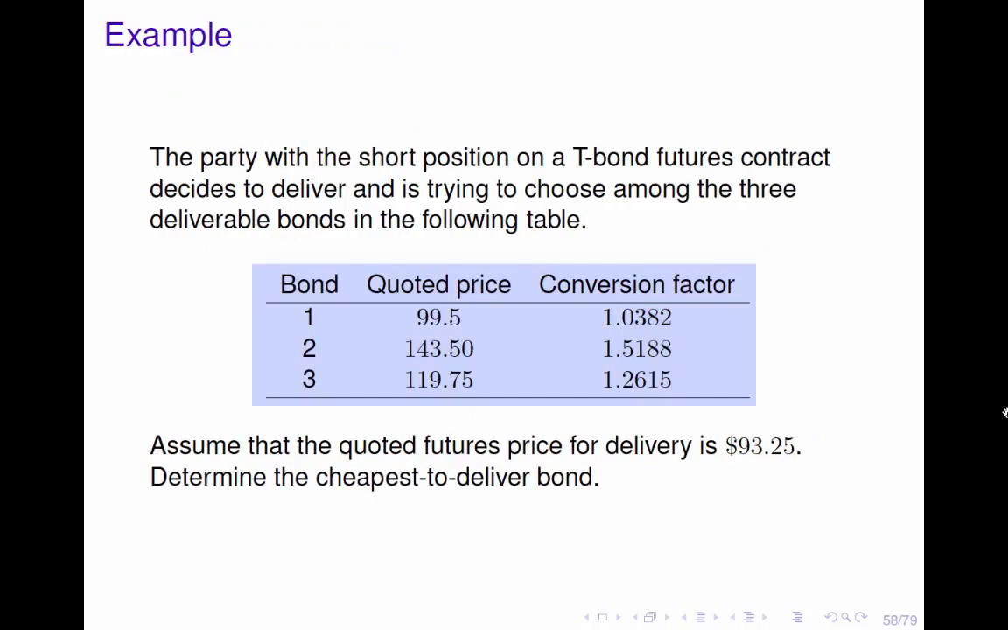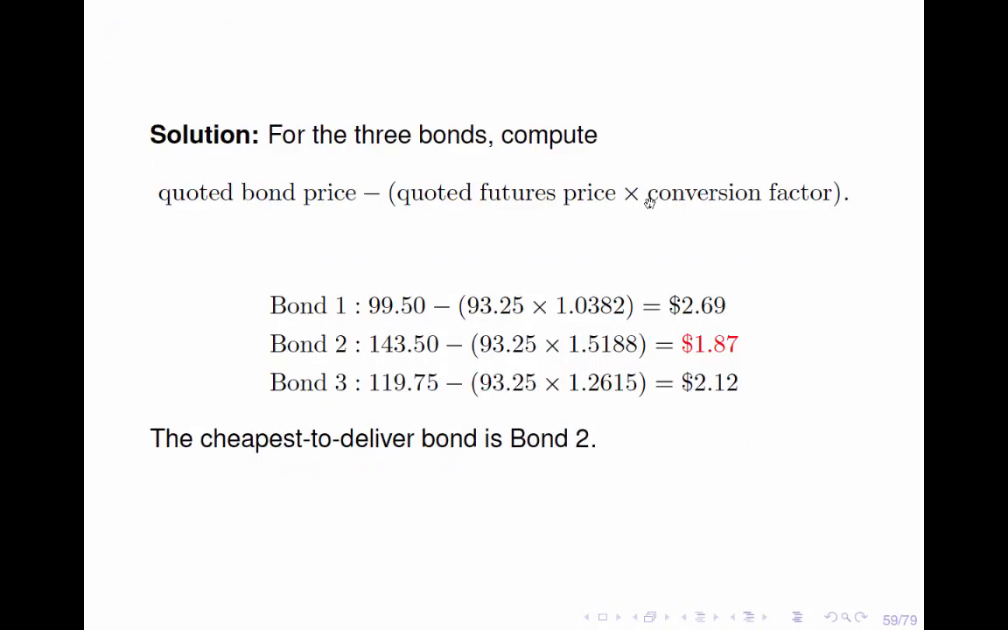Let's take a look at an example. Suppose that the party with the short position on the T-bond futures contract decides to deliver and is trying to choose among the 3 deliverable bonds in the following table. Given that the quoted futures price for delivery is $93.25, can you determine the cheapest to deliver bond? Substituting the quoted prices and the conversion factors listed in the table into the above formula accordingly, we get the net delivery costs for all the 3 bonds, by comparing which it turns out the cheapest to deliver bond is bond 2.